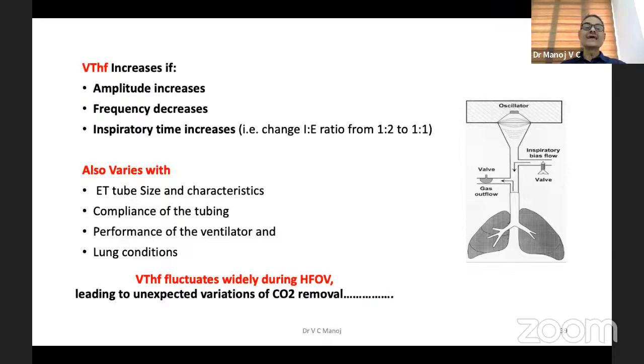So what is actually happening is, even if you have perfect control on the amount of VTHF that you want to deliver, it will vary because of all these, and the disease condition will accentuate this variation. So unexpected variation of CO2 removal will happen. That is why we had very poor outcomes in the previous era.